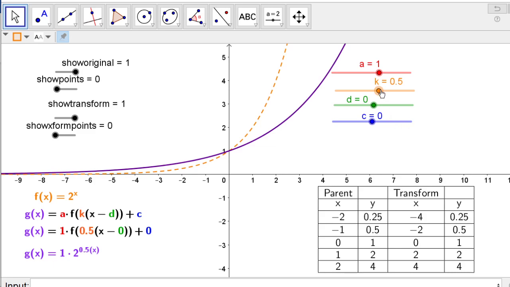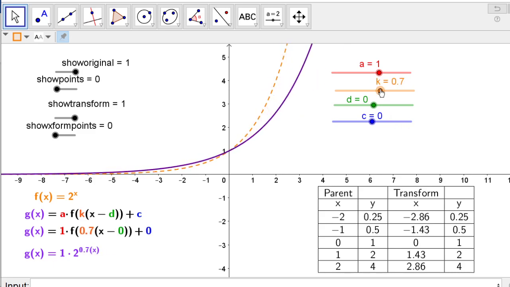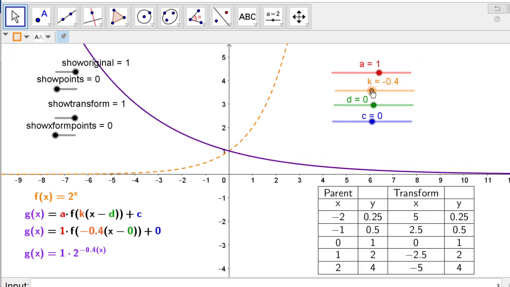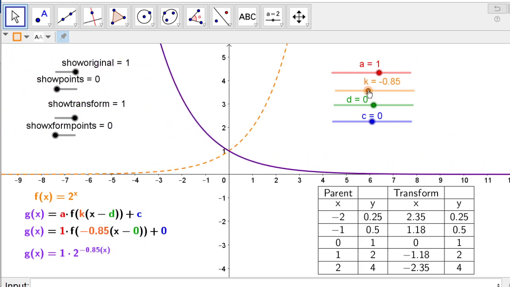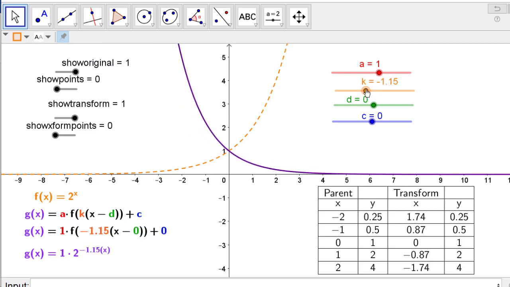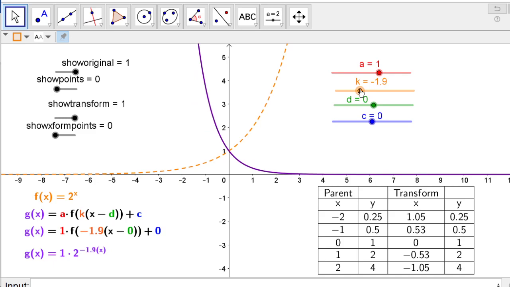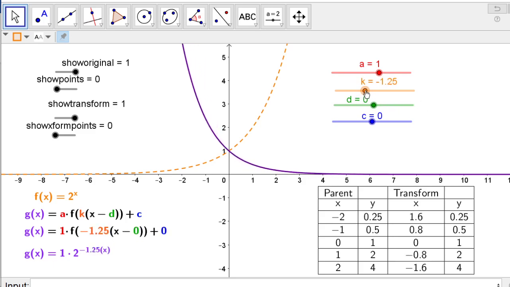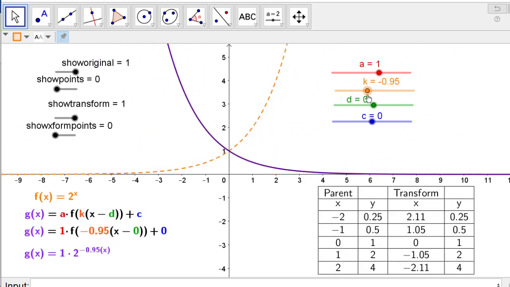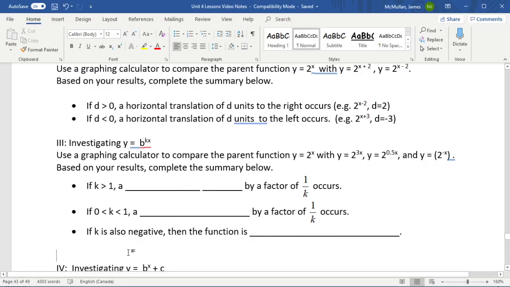Now, interestingly, when k becomes negative, the graph has the same issue. So a fraction stretches it out, a 1 makes it look the same, and a high number like 2 or 3 makes it horizontally compressed. But the negative k switches it from growth to decay. You might want to think about why. Why would it do that? It's a really good question to think of here.